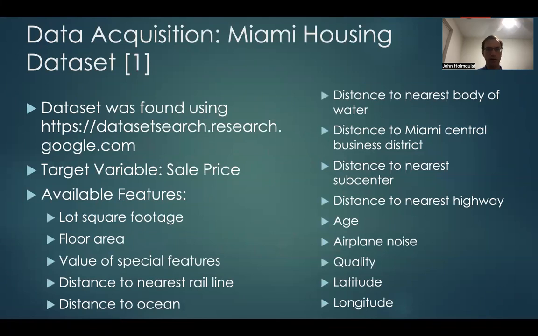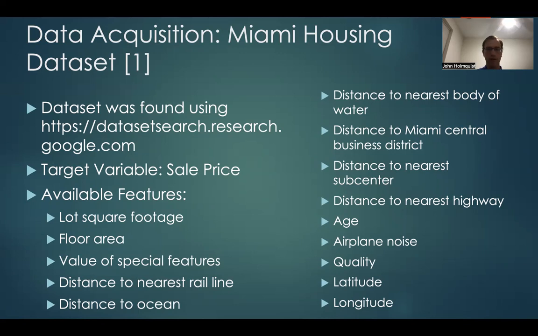So the data set I found for this was the Miami housing data set. And I got that using datasetsearch.research.google.com. And it's a pretty good data set. It has a lot of data. So the target variable is, of course, going to be sale price.